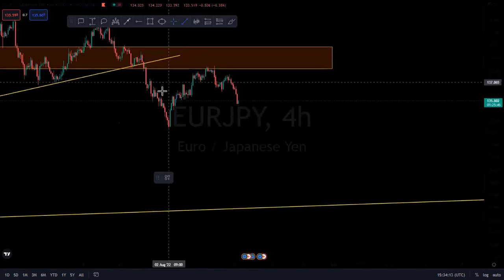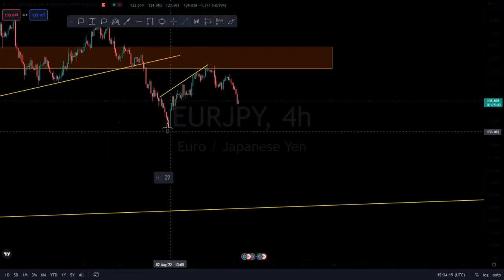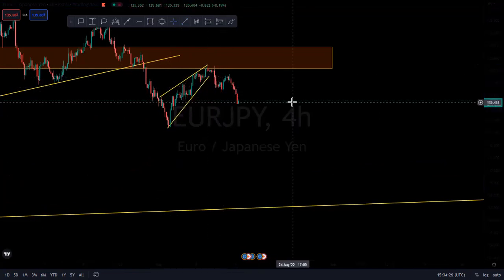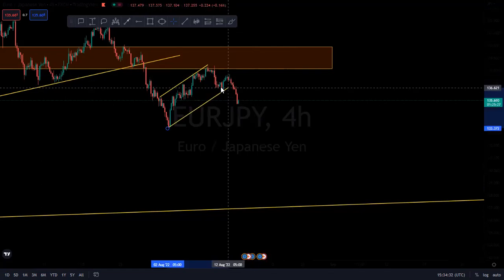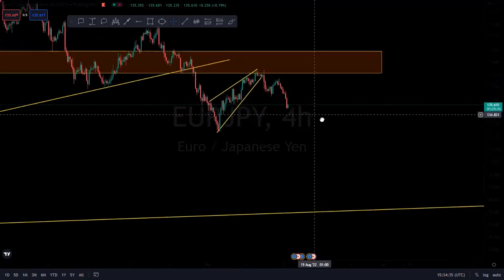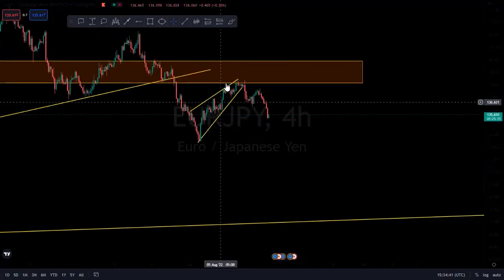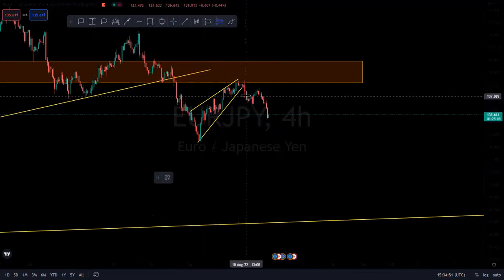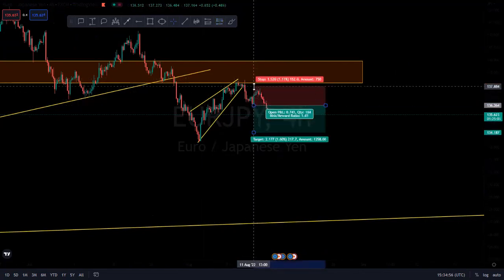Then how I got my sellers at this as a correction. At first it was here, which is a correction. And here we have a left shoulder, head, right shoulder. So my entry point is here. You see this correction and an entry point like this.